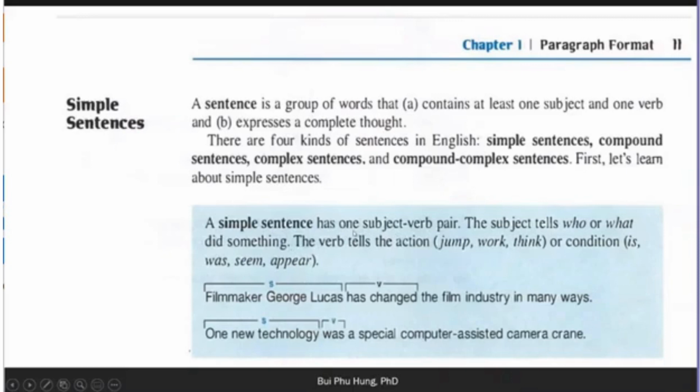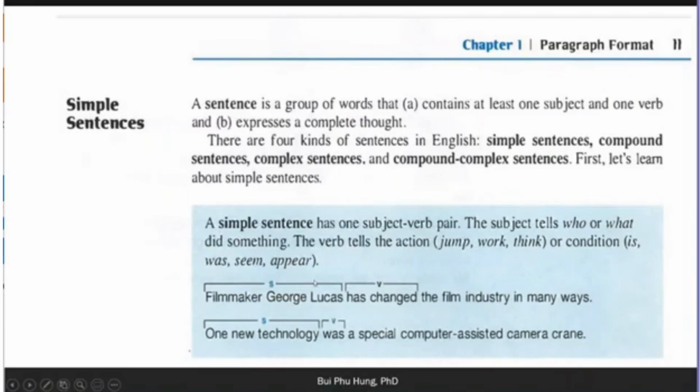A simple sentence has one subject verb pair. It means one subject and one verb. The subject tells who or what did something. And the verb tells the action, right? Like jump, work, think, or condition, such as is, was, seem, appear.